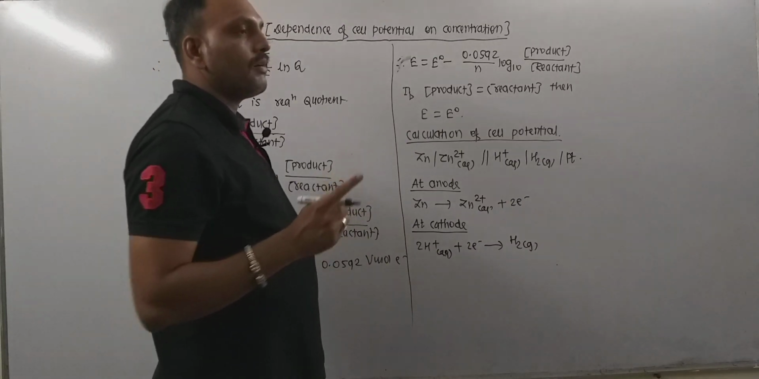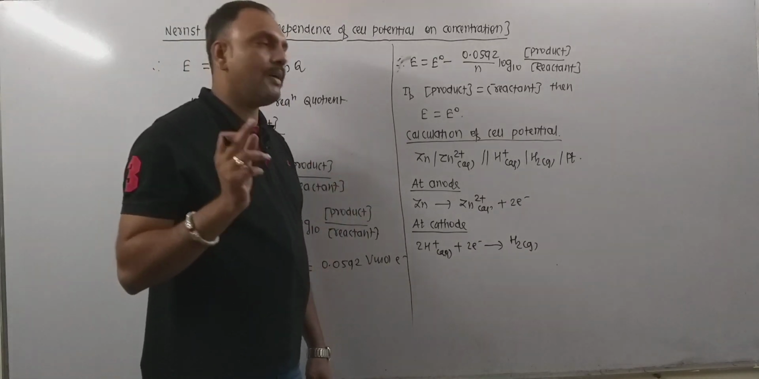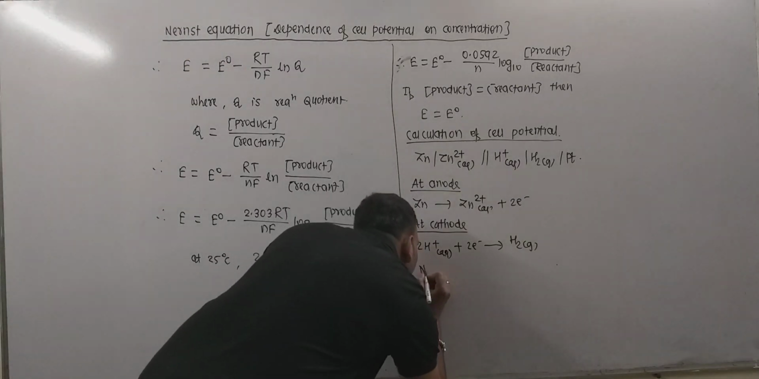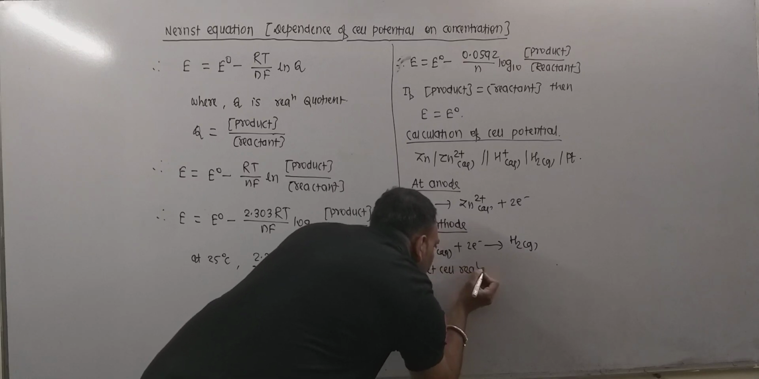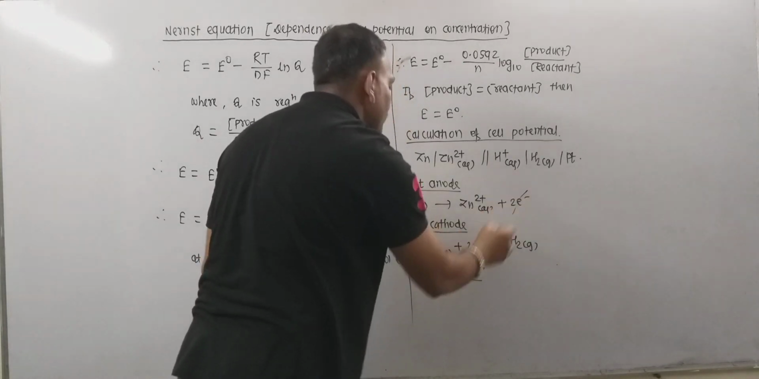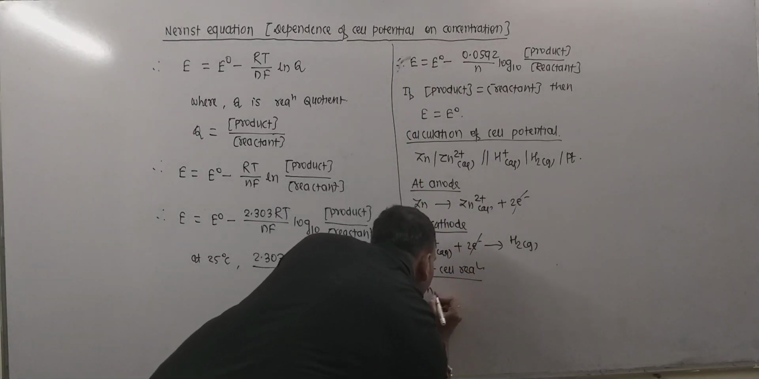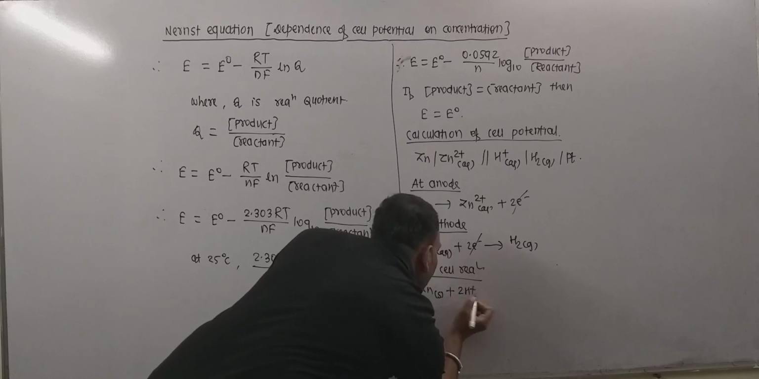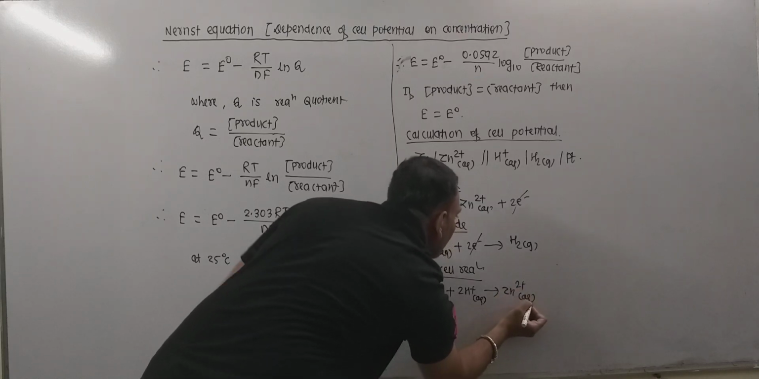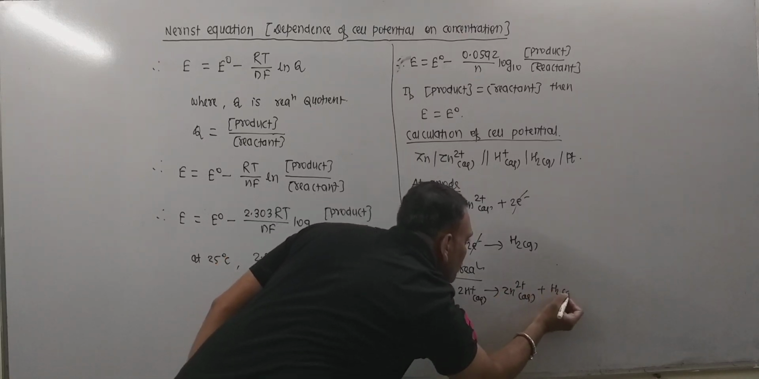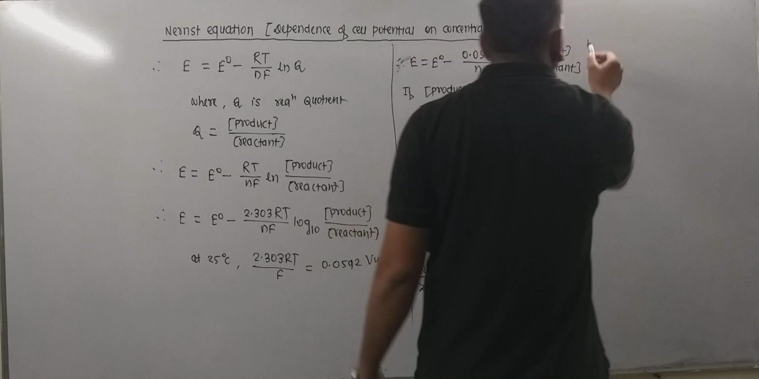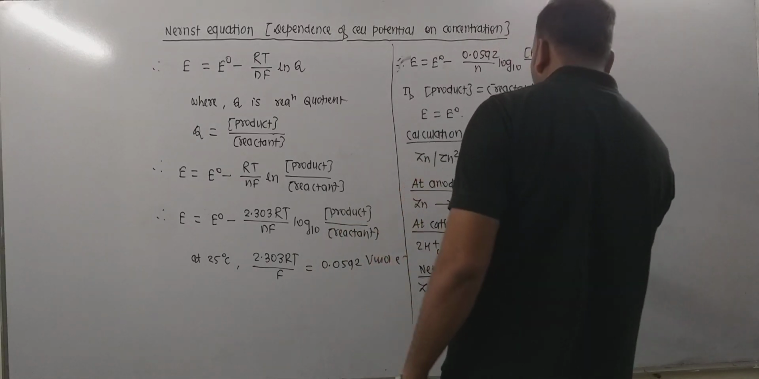Remember, while writing the cell reaction, electrons must be well balanced so that in the cell reaction no electron should appear. Now the net cell reaction is the addition of these two. So when we add reduction and oxidation, the electrons get cancelled. So Zn solid plus twice H plus aqueous gives Zn2 plus aqueous plus H2 gas. So this is the cell reaction. By using this cell reaction, one can calculate the potential of the given cell.